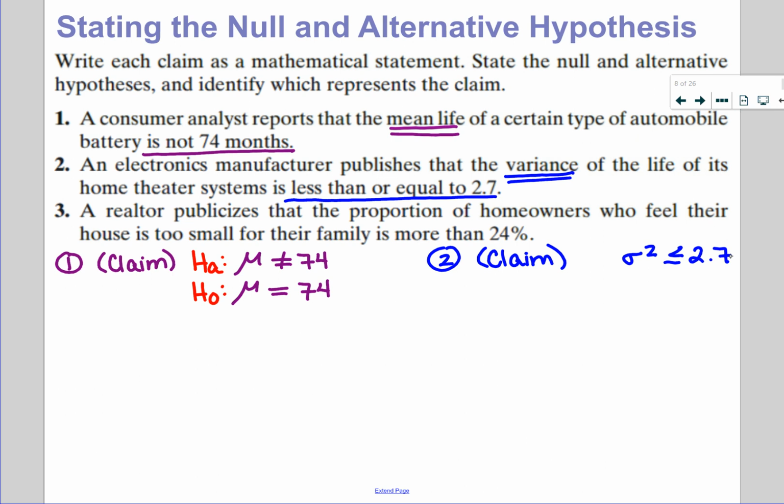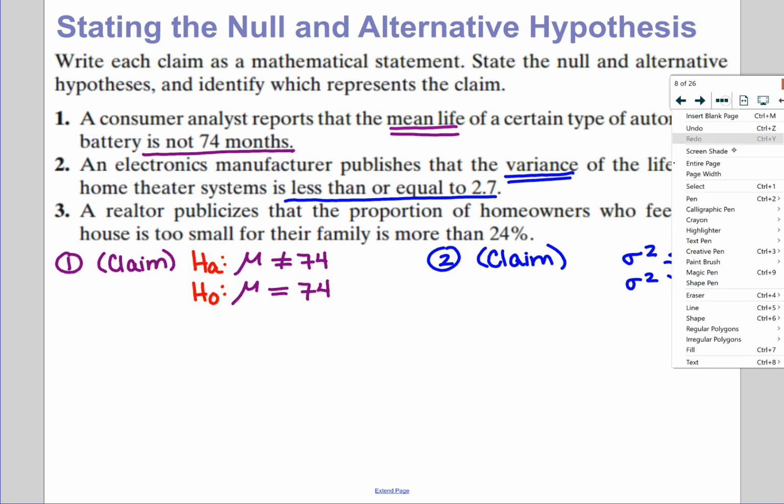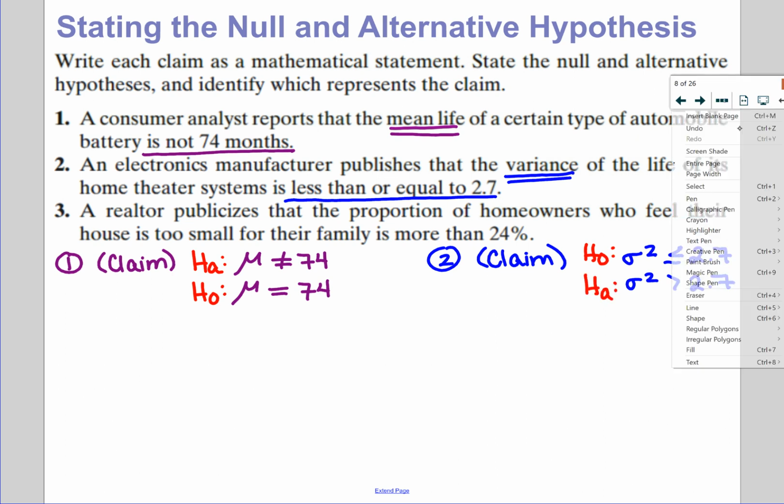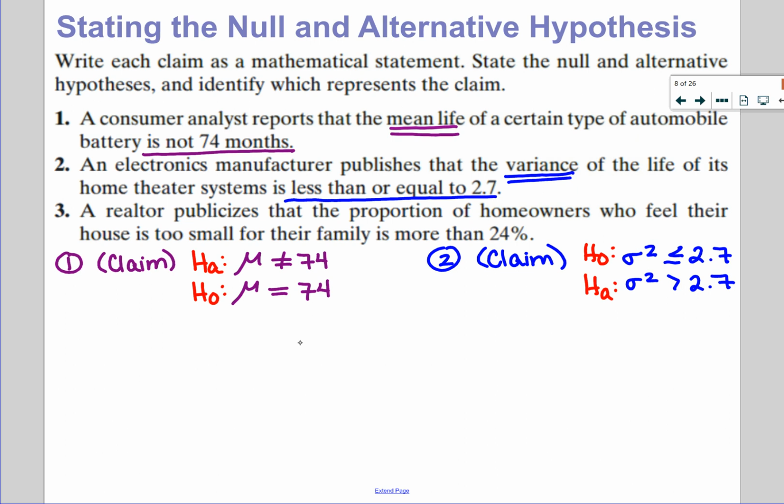What is the complement of being less than or equal to? Greater than 2.7. Is the claim the null or the alternative hypothesis? It is the null. Good. All right, last one together.